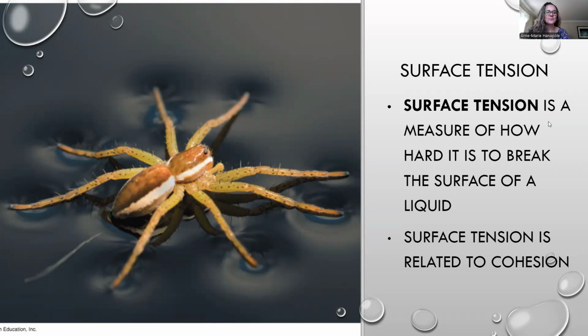Cohesion is also at the surface of the water, and that is referred to as surface tension. Surface tension is cohesion of the water at the surface, and that's what allows the water molecules to form into water droplets and allows animals like the water strider here to walk on water. Surface tension is cohesion at the surface, and it makes that surface of the water hard to break.